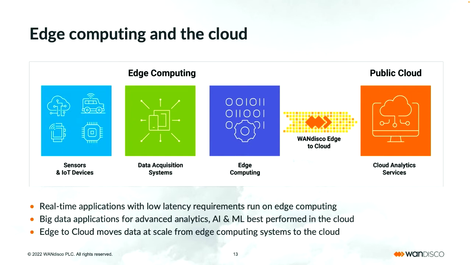Real-time applications with low latency requirements are going to be running on the edge computing environment. Big data applications for the advanced analytics, the machine learning, the AI are best performed in the cloud. So edge to cloud deals with how you move data at scale from edge computing systems to the cloud environment. There is a lot that comes into that. It's not a simple challenge. The types of problems that emerge with data at scale are inherently different to the types of problems that you would deal with for small-scale data. Copying small-scale data sets is straightforward. Transferring or copying large-scale data sets is not straightforward.